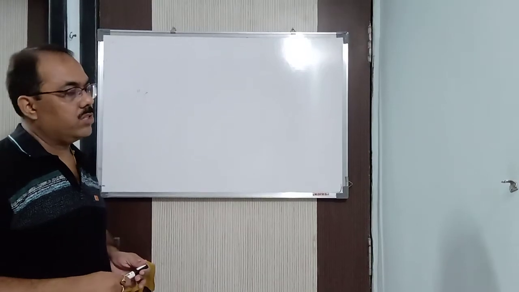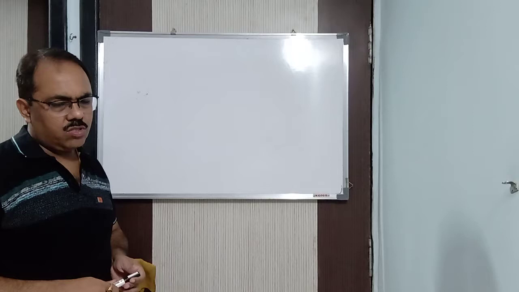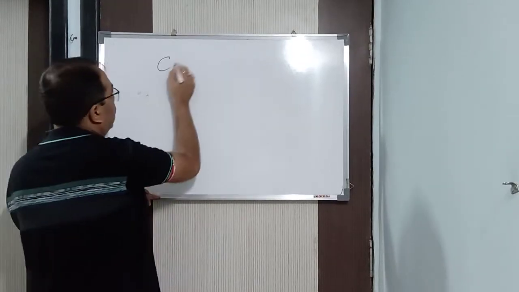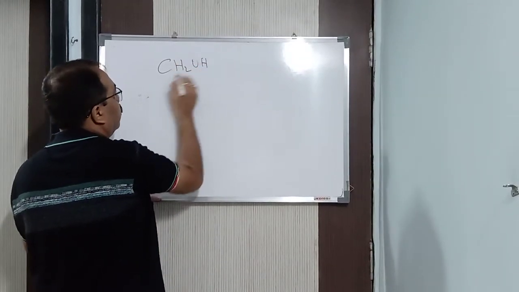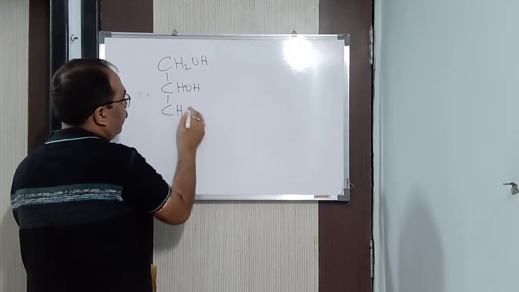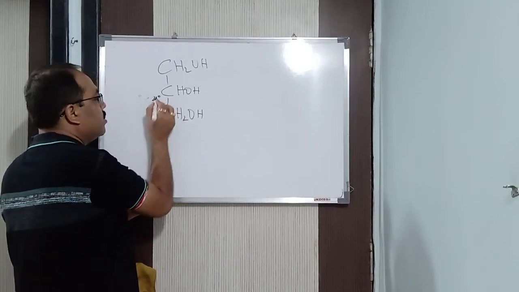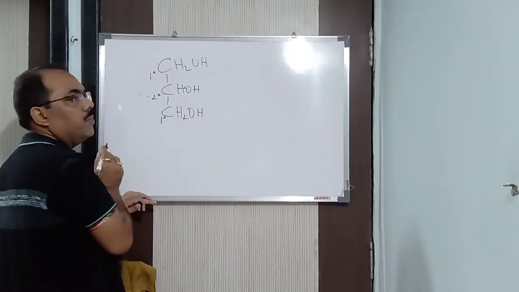After the preparation of glycerol, we'll come to the properties of glycerol. If you write the formula, a lot of things will be clear to you: CH2OH, single bond, CHOH, single bond, CH2OH. Now this is your primary carbon atom, 1 degree. This is your secondary carbon atom. This is also your primary carbon atom.